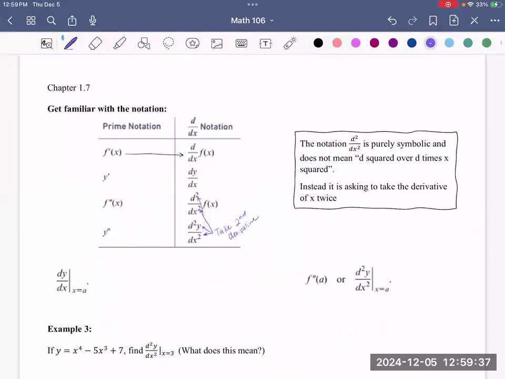So note that d squared over dx squared is purely symbolic and does not mean d squared over d times x squared. It's not a logical thought. It's just symbolic. Instead, it's just asking you to take the derivative twice. It does not mean that you're going to square anything.